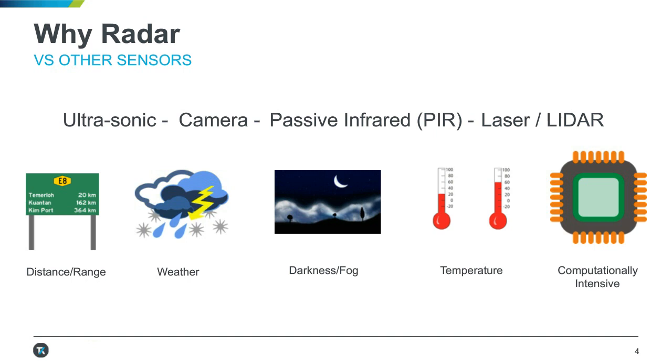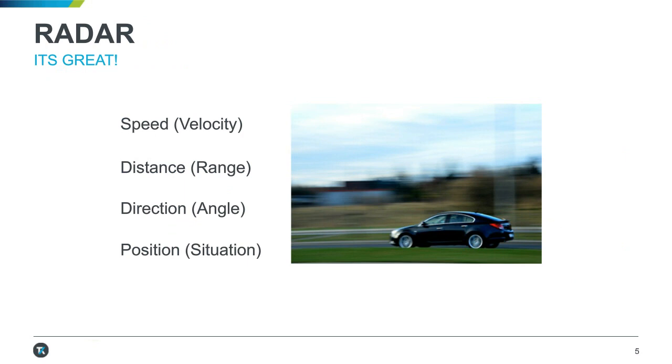As part of the situational awareness picture, radar does give you some key metrics. Distance or range, that's the original use for radar. In fact, radar stands for radio detection and ranging. Speed, we can look at and compare the transmitted frequency to the received frequency, and through the Doppler effect determine the speed.